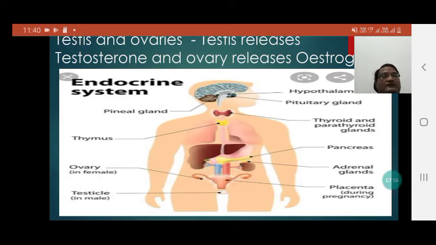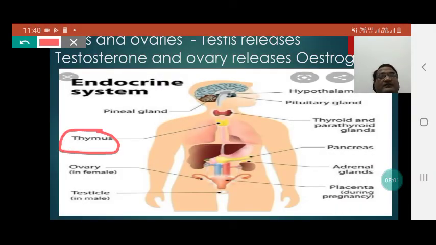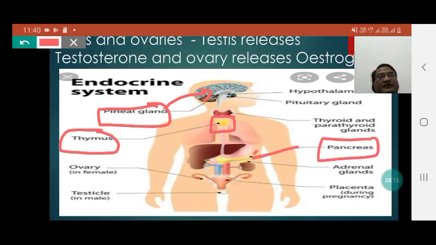Students, besides testis and ovary, you can also find the thymus gland which remains present in between the lungs, pineal gland which you can find present in the brain, pancreas which remains present in the loop of the duodenum. So students, these are the most important endocrine glands which remain present in the human body.